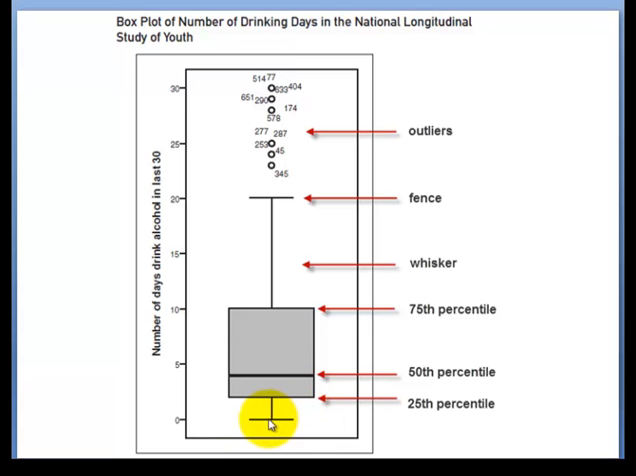The whiskers terminate in what are called fences. Here's the lower fence, here's the upper fence. Cases that are outside of the fences are commonly designated as outliers, or sometimes as extremes. In this case, this particular box plot is actually listing case numbers in this data set that pertain to these particular values. So these were youth who were drinking at very, very high numbers of days in the prior 30. A box plot gives you a nice visual perspective on the data.